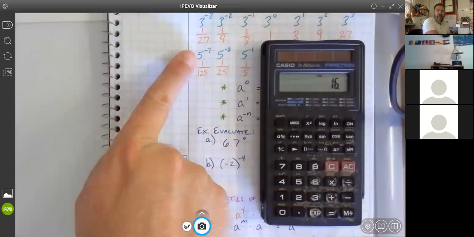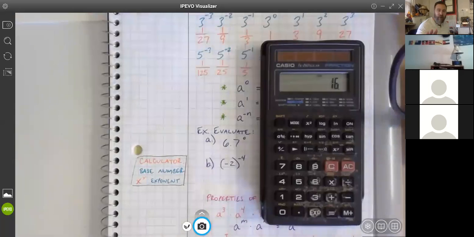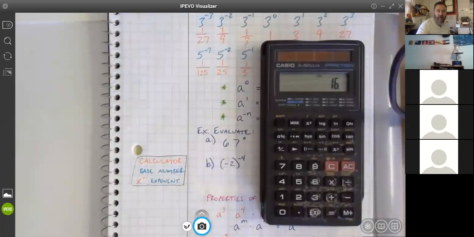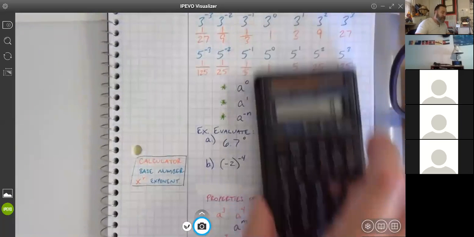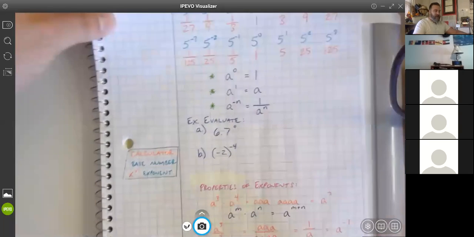Anytime you have these negative exponents, worry about the positive exponent first, because you can do that on a calculator, and then just put 1 over that result. And that should give you the correct answer. Okay, all right. Let me move on.